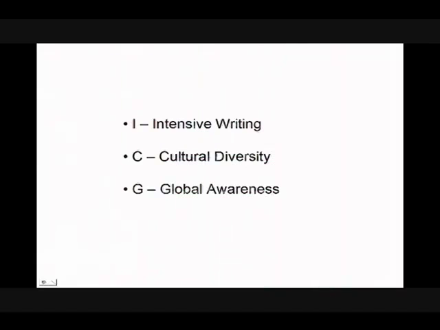I'll explain what that means. Intensive writing stands for I, C stands for cultural diversity, G stands for global awareness. You need to be able to put an X through an I, a C, and a G there on the bottom of your page. That means you need at least 1 I, 1 C, and 1 G.